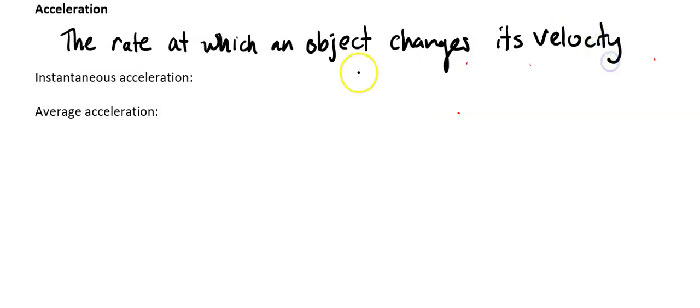So today we're going to talk about acceleration. Acceleration is the rate at which an object changes its velocity. An instantaneous acceleration is just an acceleration at a specific instant of time.